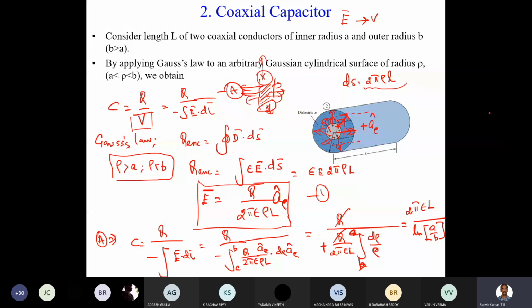Is it clear? Any questions? Okay, next class we will take a few problems related to the capacitance calculations. We will take some arbitrary geometry, other than these general geometries. Then we will calculate the capacitance and we can wind up this particular topic.